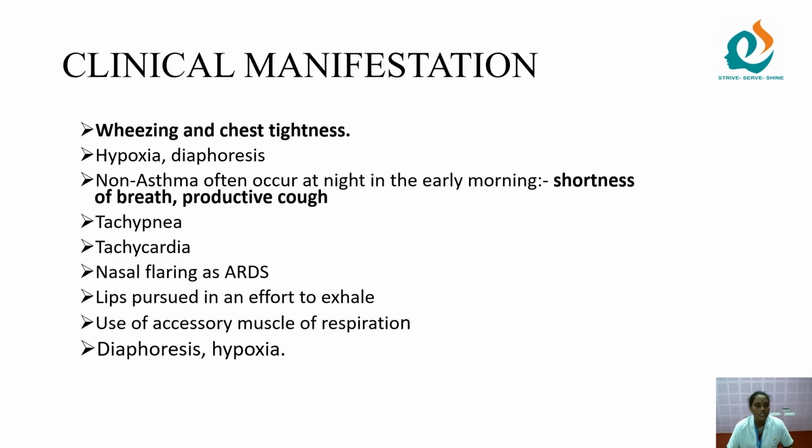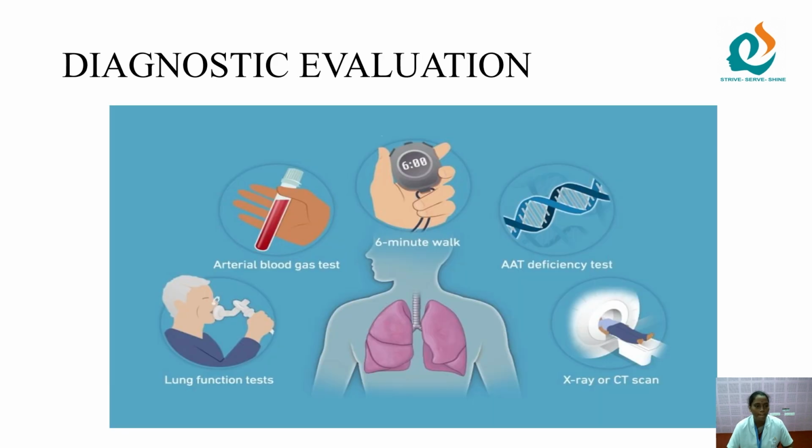Then wheezing and chest tightness, hypoxia and diaphoresis. Then asthma often occurs at night or in the early morning, with shortness of breath and a protective cough. Then tachypnea, increased respiration rate, and increased heart rate, tachycardia. Then nasal flaring, acute respiratory distress, then pursed lips in an effort to exhale, use of the accessory muscles of respiration, then diaphoresis and hypoxia.